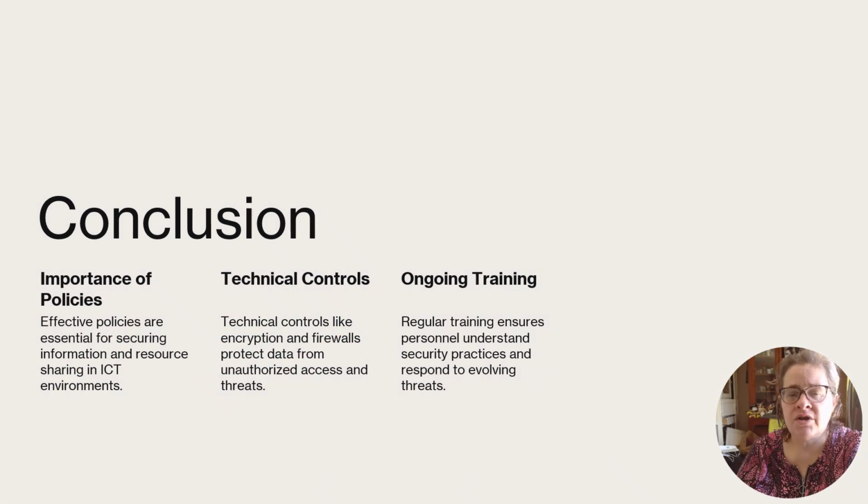So in conclusion, secure information and resource sharing in ICT requires a combination of good policies, technical controls, and ongoing training. By embracing these best practices, organisations can protect their data and maintain trust in their ICT environments. And look, everyday people can learn a lot about this sort of stuff on the internet too. So I would encourage everyone to do that.